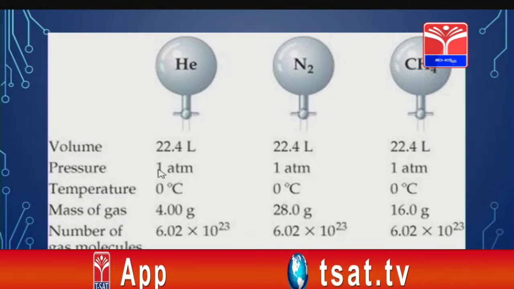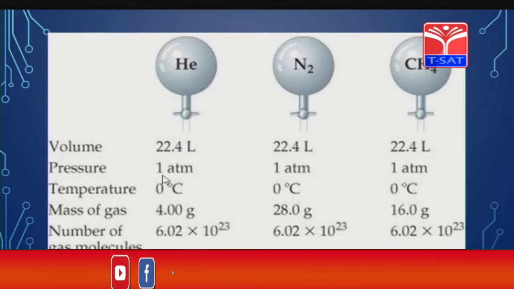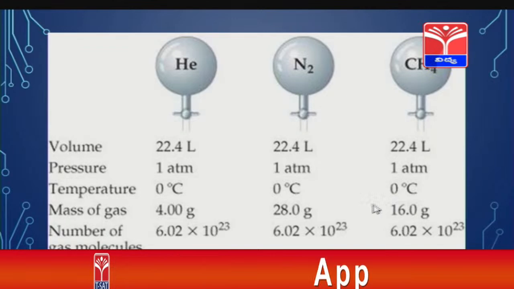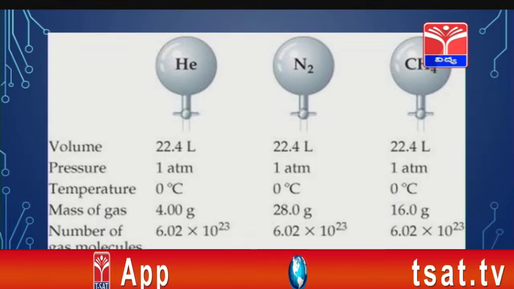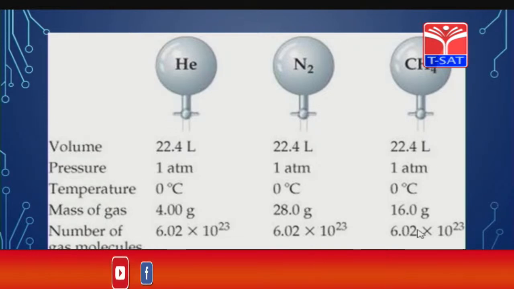Children, this is written at STP conditions only. STP means standard temperature and pressure. Standard pressure is 1 atmospheric pressure, children. Standard temperature is 0 degrees centigrade, that is 273 Kelvin. Then the number of molecules at STP is equal to 6.02 × 10^23.